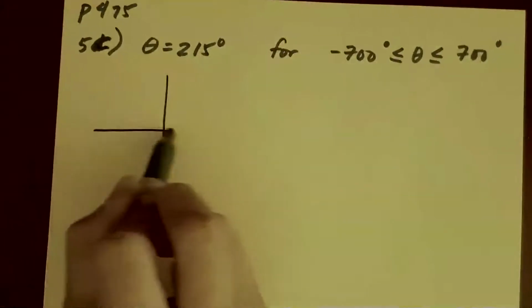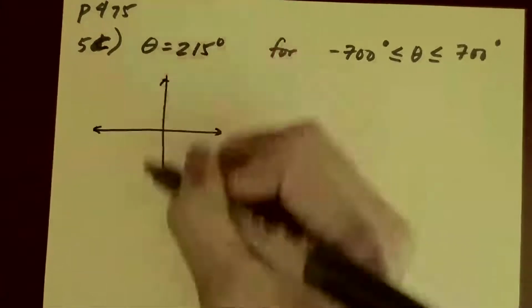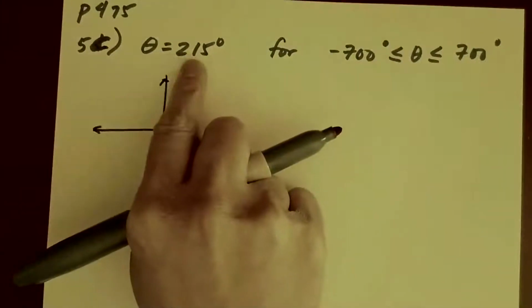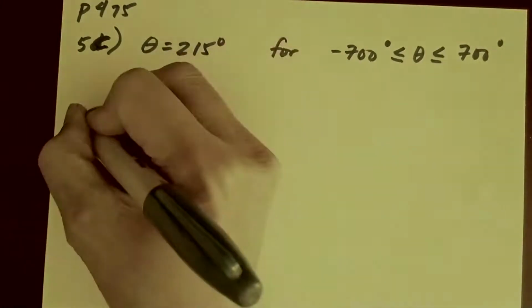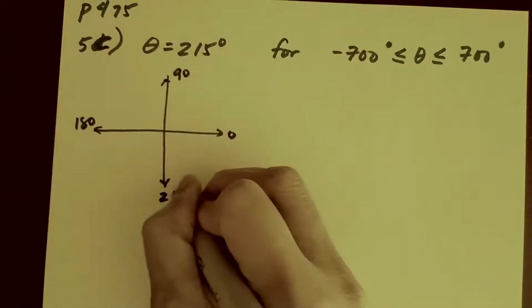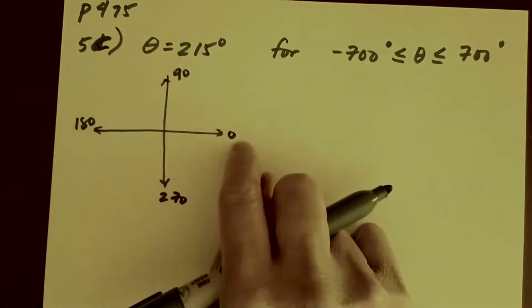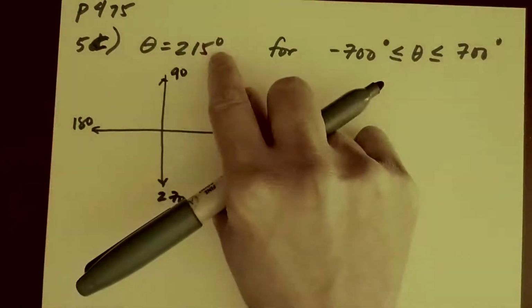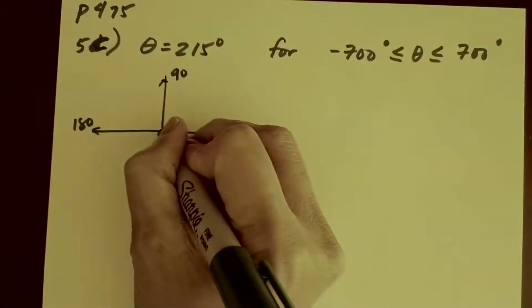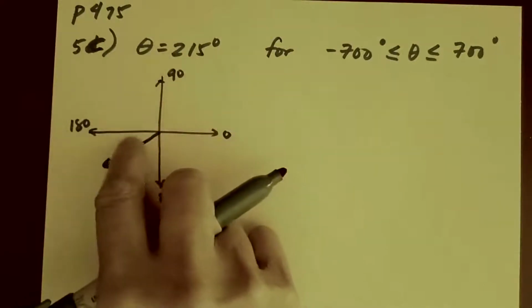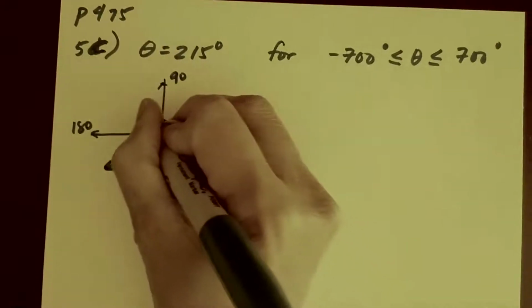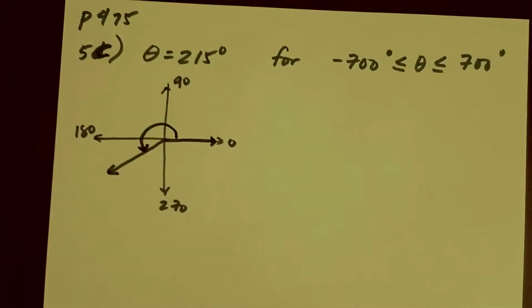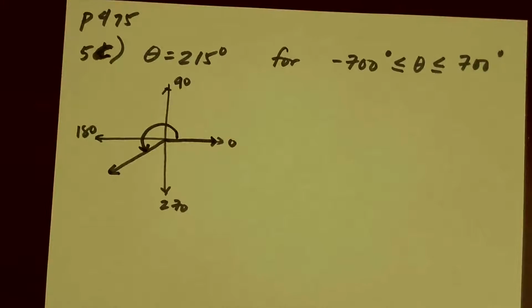It's always best to have a picture in front of you. This is a positive angle, so we're going to turn counterclockwise in this direction. So 0, 90, 180, you know this, and then go around to 270 and then all the way around to 360. So 215 degrees is somewhere in quadrant number 3. This is your initial arm on the positive x-axis, and then you turn this way to get to 215 degrees. So we are going to end up in quadrant number 3.